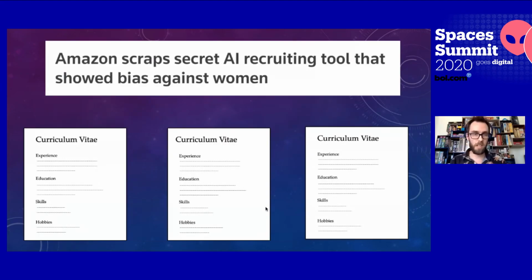First example I'm going to give is about Amazon. First of all, I think it's our main competitor, so it's kind of cool to see them fail. On the other hand, it's a really large company.